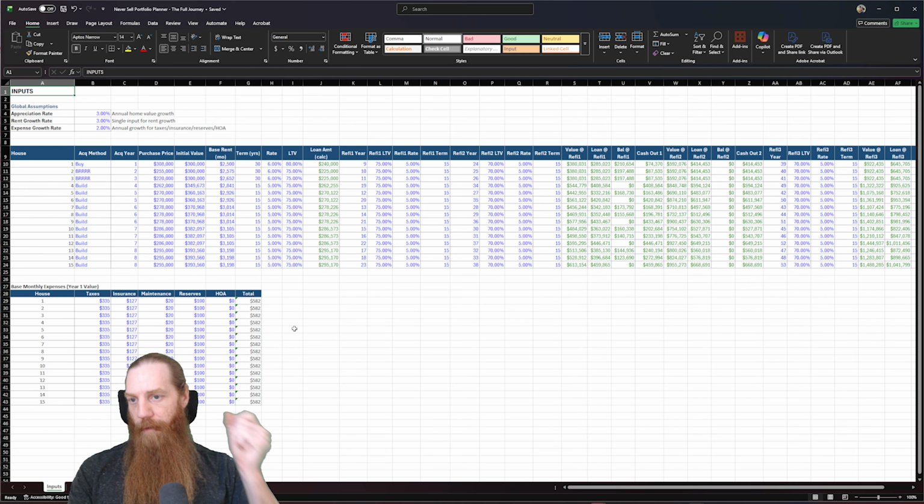So I have it pre-populated with a bunch of numbers. Obviously, in this case, it's all pre-populated with the numbers from the Never Sell book, from Alex's story. But we'll go over this real quick, and I'll just outline everything that we put in for inputs here, and then we'll go to the tables page and take a look at that.